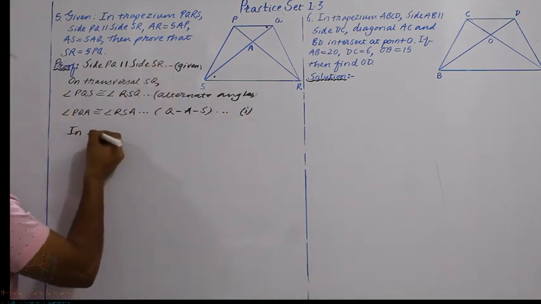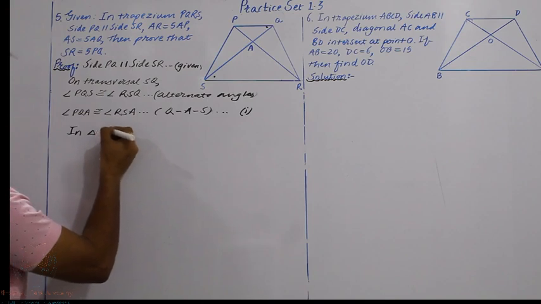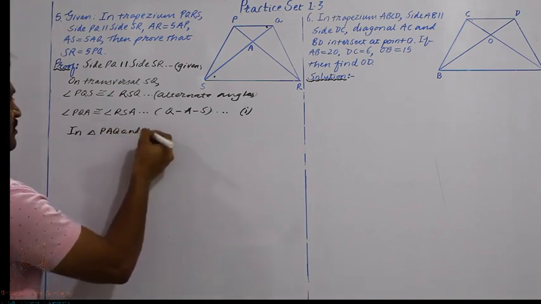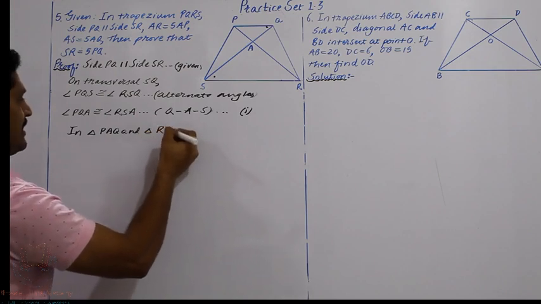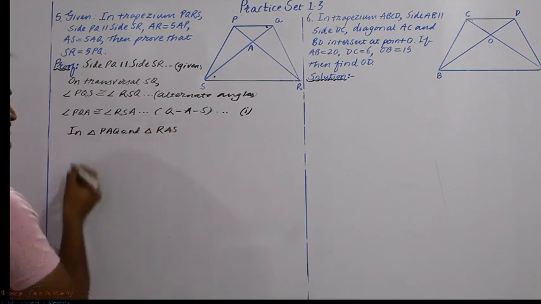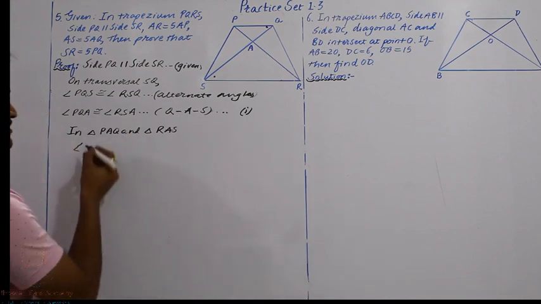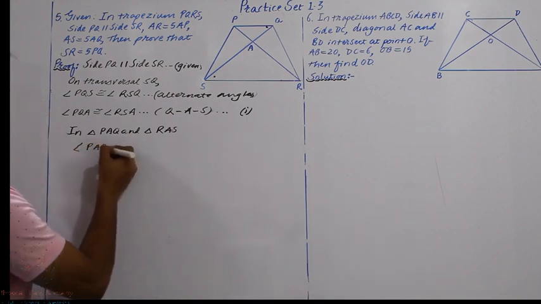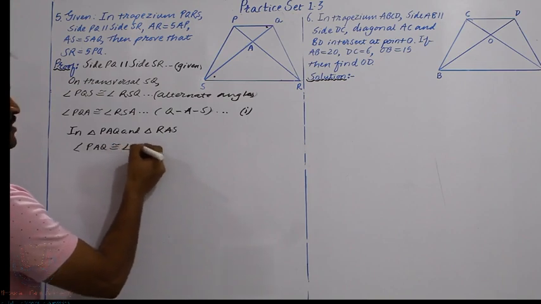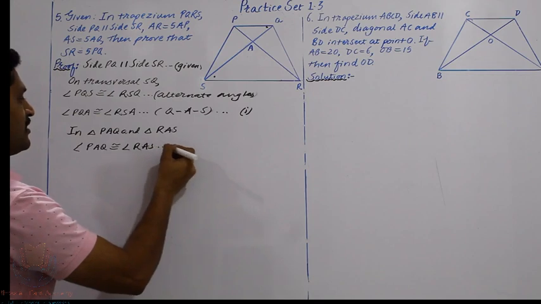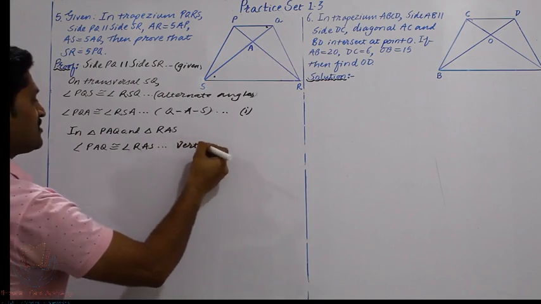So now we will take the actual triangles. In triangle PAQ and triangle RAS, first we will take the alternate angles. Angle PAQ is congruent to angle RAS. Reason is vertically opposite angles.